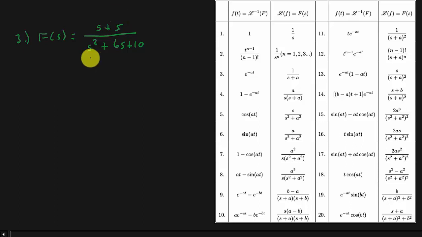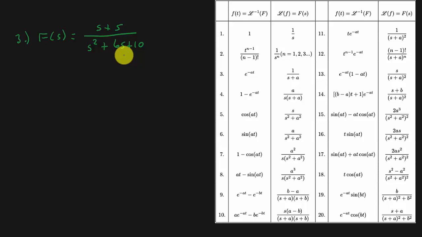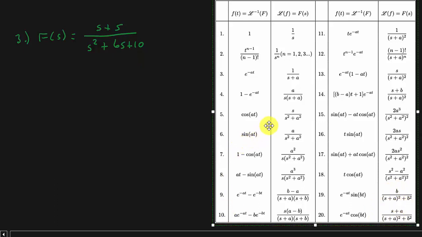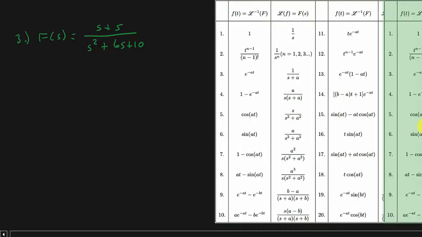So I don't have anything where I have a trinomial in the denominator. And this thing doesn't factor. So I'm kind of wondering, maybe something like these last two. Let's see what we've got. Let's see what we can do here. So it doesn't factor. I've got a trinomial.